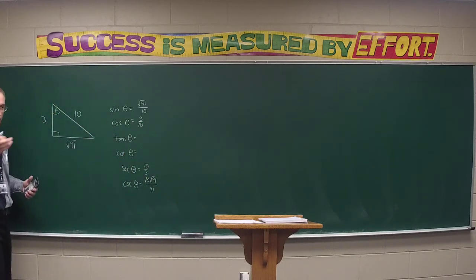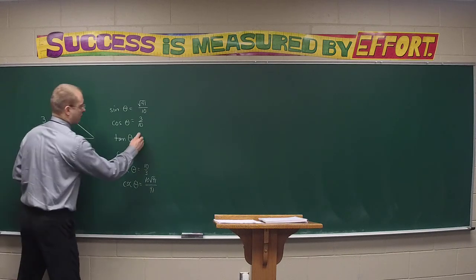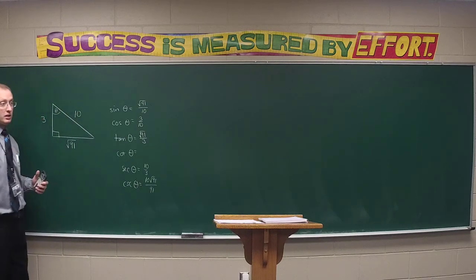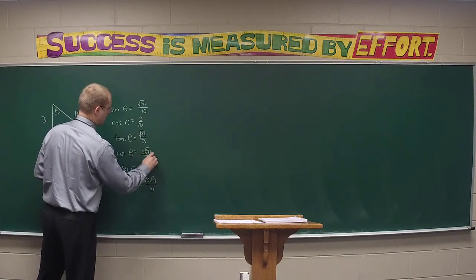And the tangent, Chris, is what over what? Opposite over adjacent, which is? Square root of 91 over 3. And while we've got the tangent, let's go ahead and get the reciprocal class. Cotangent, which is? 3 square root of 91 over 91.